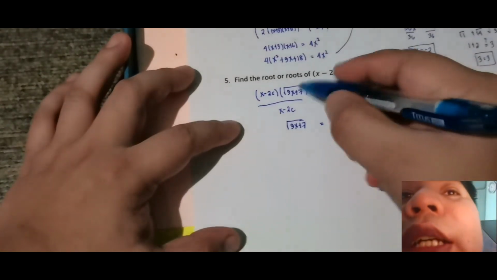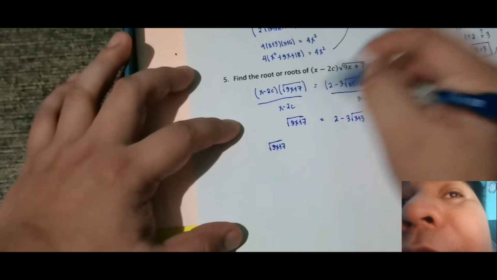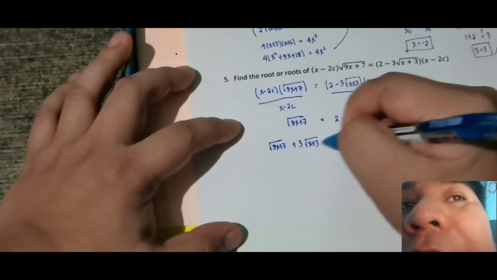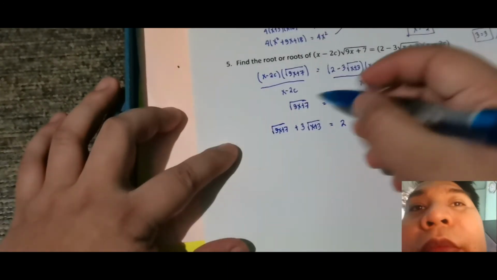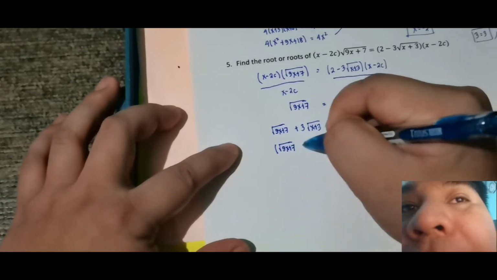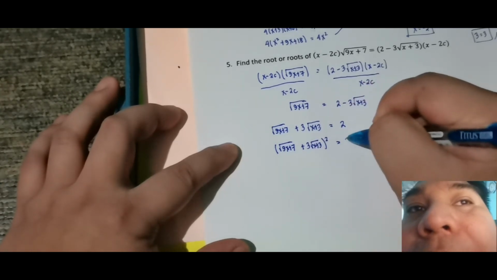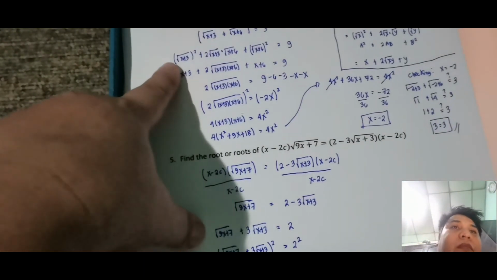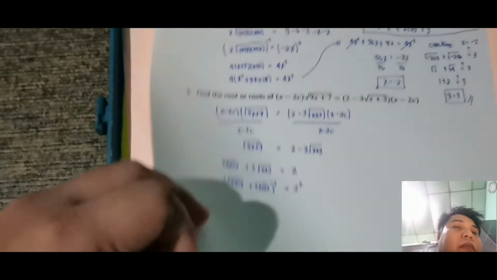Okay, so this is equal sa square root ng 9x plus 7 plus 3 square root ng x plus 3 equals positive 2. Okay, then square both side. So this is square root ng 9x plus 7 plus 3 square root ng x plus 3 raised sa 2 equals sa 2 squared. Okay, ngayon pag in-square ko na, hindi ko na ipapakita yung part na to. Okay, so ang gagawin ko na, rekta naka-square na siya. Tinanggal ko na yung square root kasi ganoon din na may mangyari.